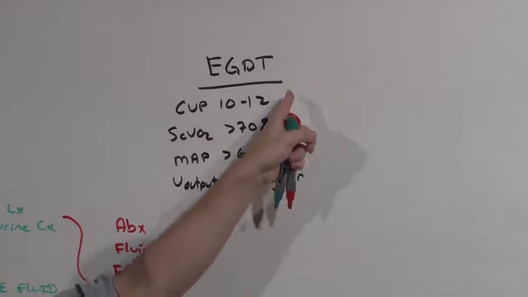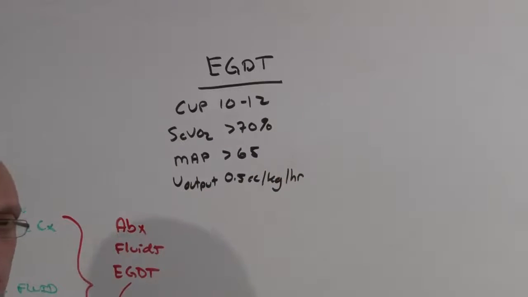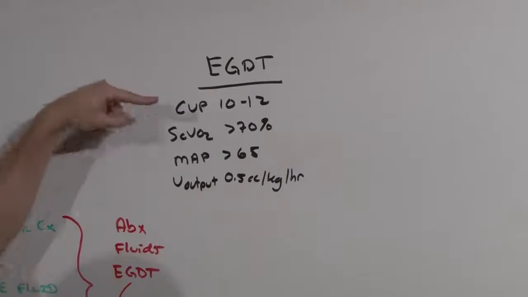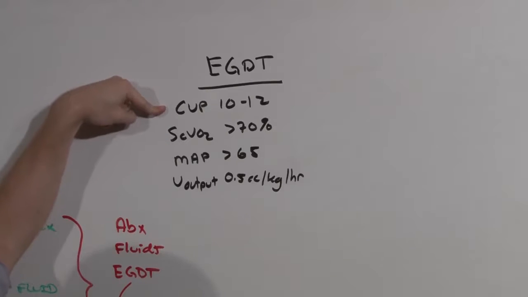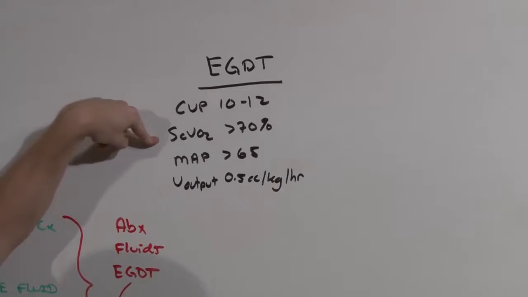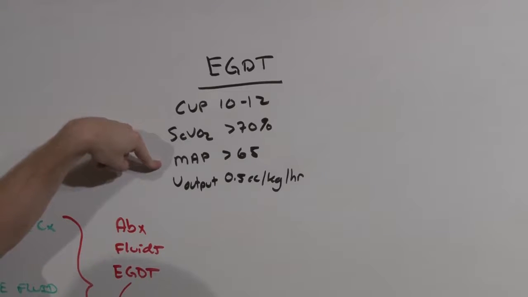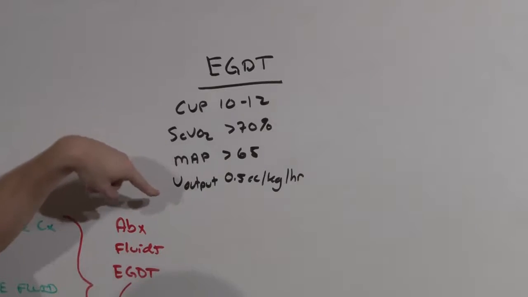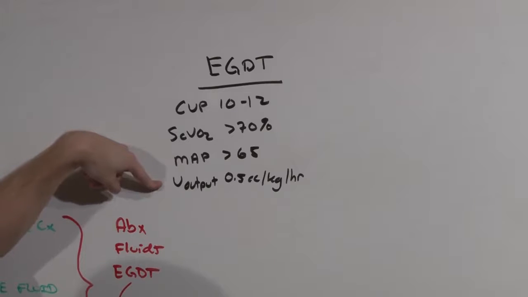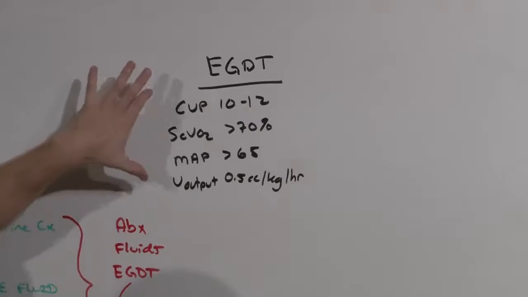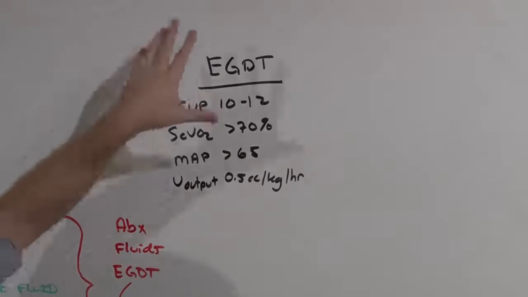In order to get early goal-directed therapy, what you're assessing is, is the tank filled up enough? Is there something else other than sepsis going on? Am I adequately perfusing the body? And in particular, am I adequately perfusing the kidneys? Let's put those equations back up and see how that concept applies.